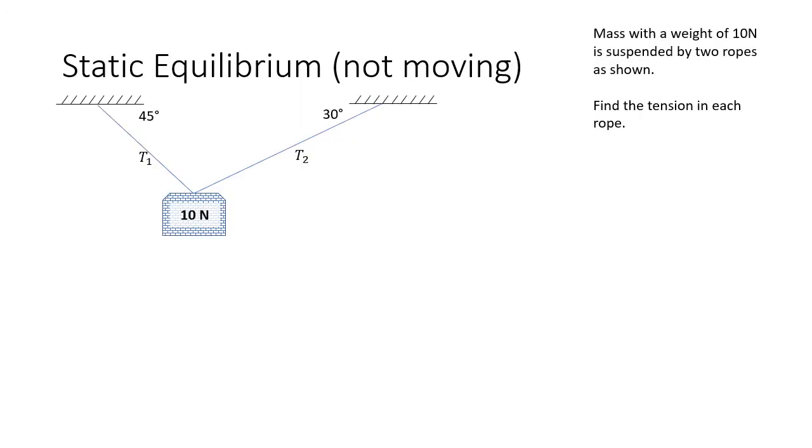Okay, so static equilibrium. First of all, what does this mean? Static means not moving. Equilibrium means it's a situation where there's equality, right? Everything's balanced. So in this diagram, what that means is that this 10 Newton weight that's being suspended by these two cables is not moving. Now what we want to do is find the tension in both of the ropes, both of the cables.